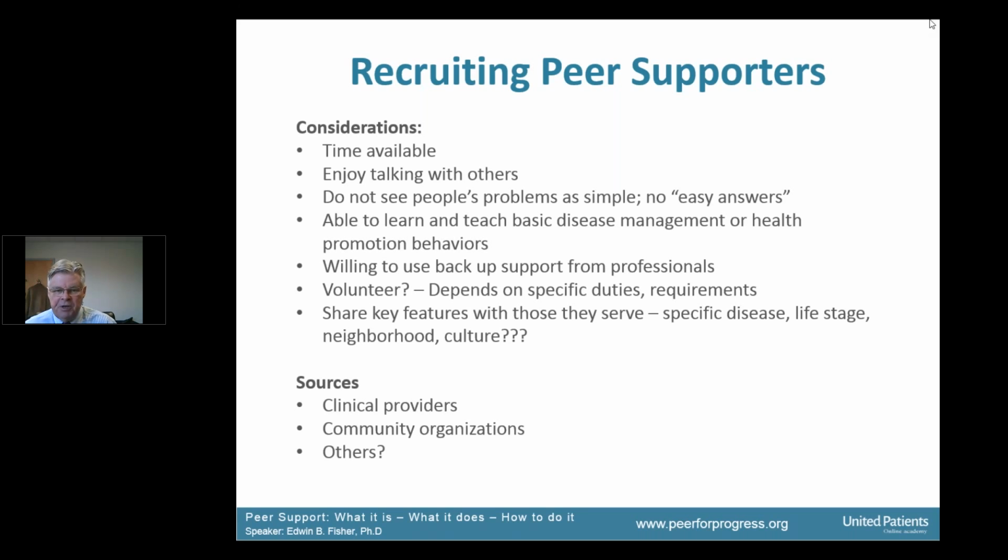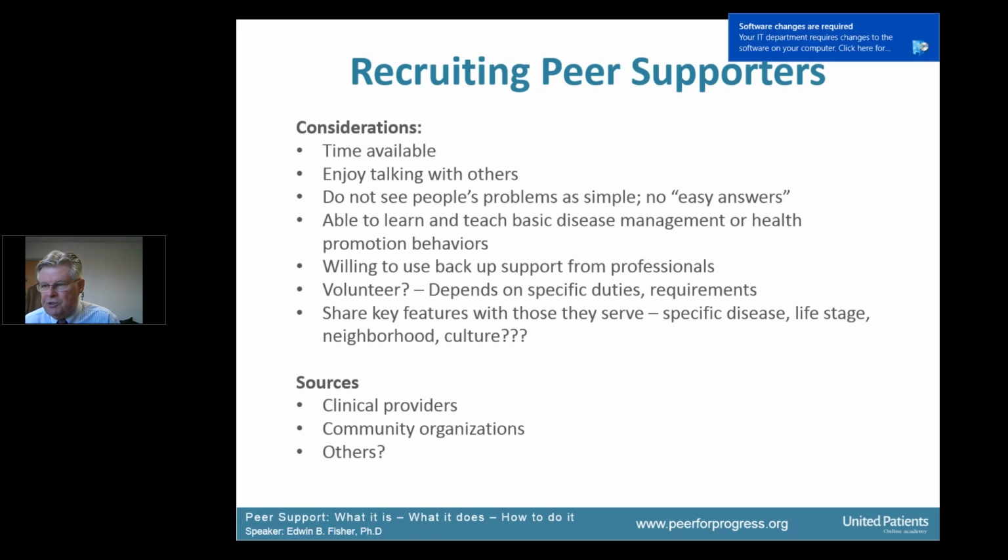Now, how do you recruit peer supporters? First of all, you need to consider whom you want to recruit. They need to have time available. They need to be people who enjoy talking with others. Not all of us have that kind of personality, so they need to be people who really enjoy getting involved in other people's lives and talking to them. They need not to see people's problems as simple. There are no easy answers. The person who thinks, oh, you just have to make up your mind to quit smoking and it'll be automatic, will not be a good peer supporter for people who are trying to quit smoking.